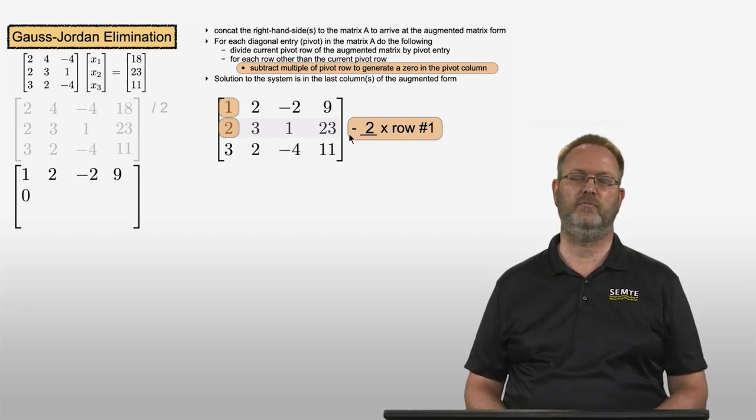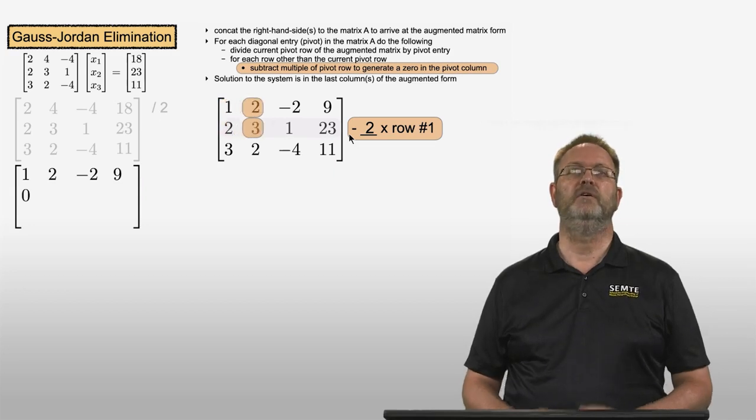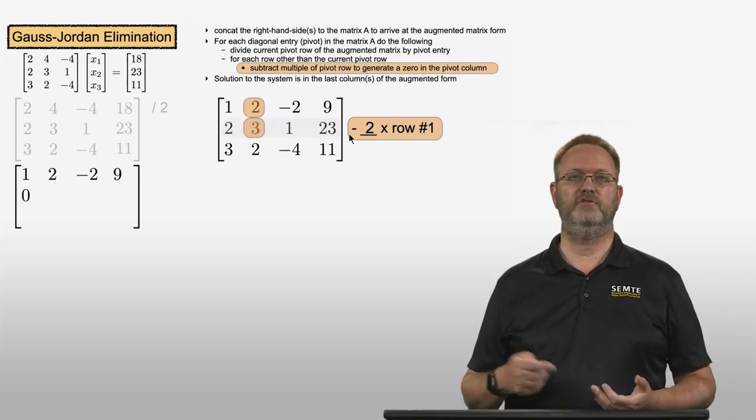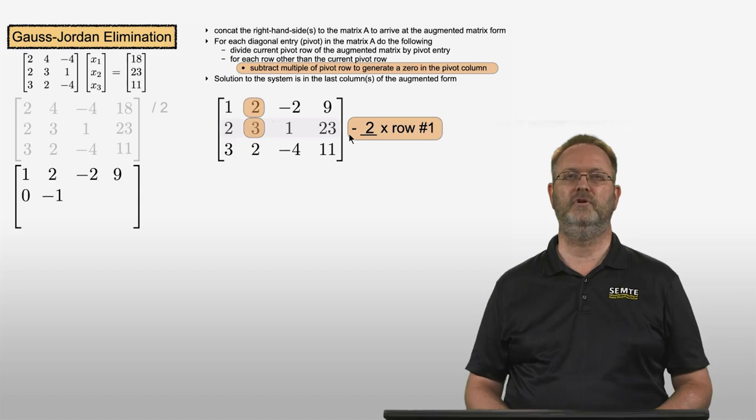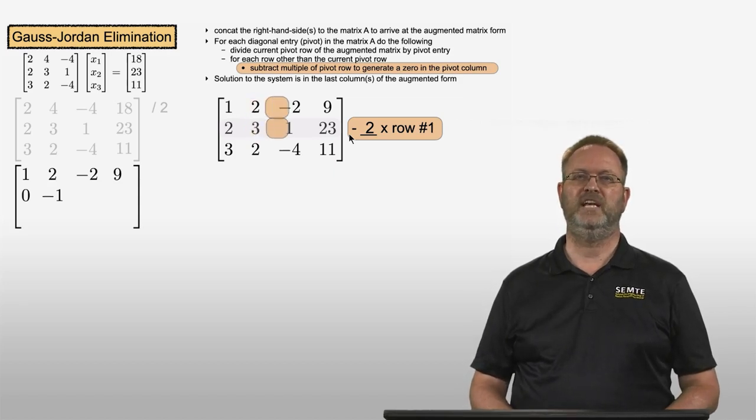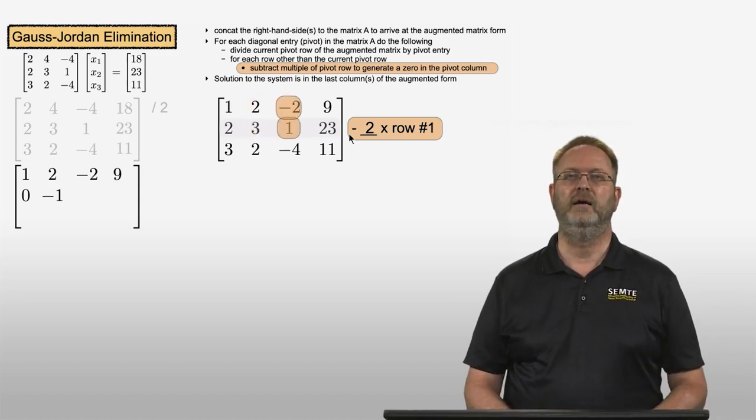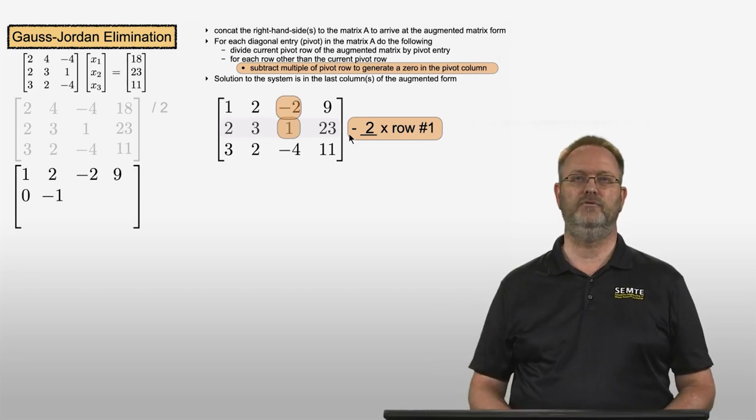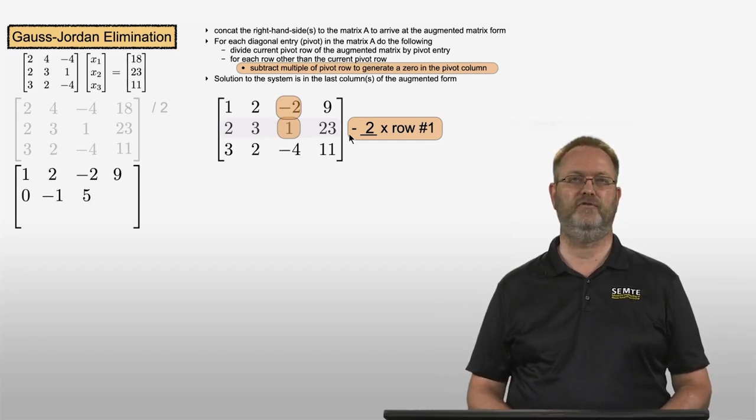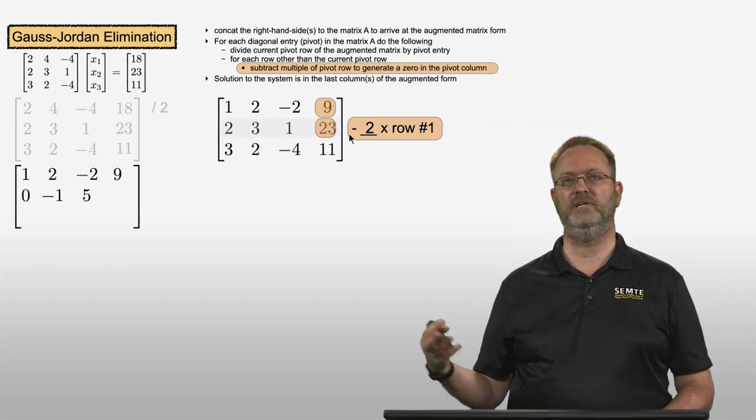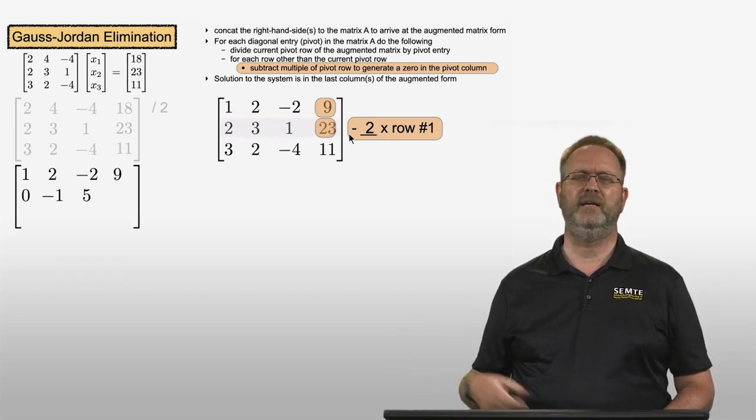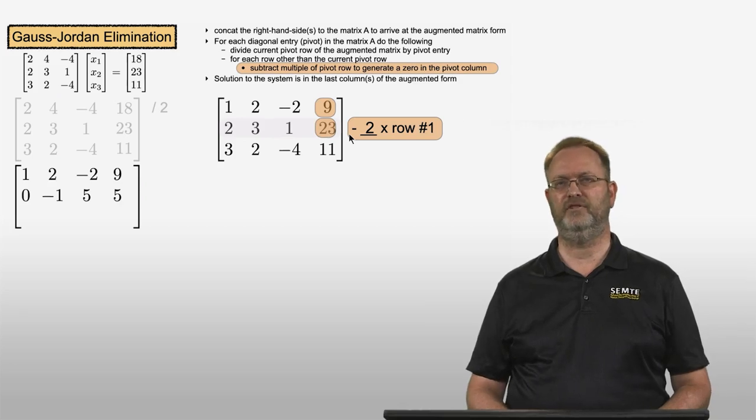That is the 0 that I wanted to have. Next up is 3 minus 2 times 2. So 3 minus 4, that's negative 1. In the next column, I have 1 minus 2 times negative 2. So that's 1 plus 4. That's equal to 5. And then finally, I have 23 minus 2 times 9. It's 23 minus 18. That's equal to 5 as well.